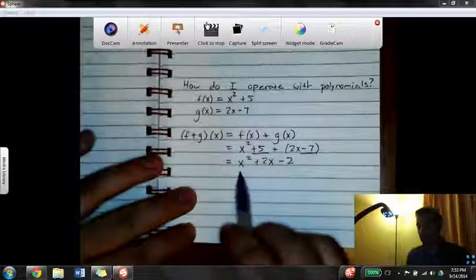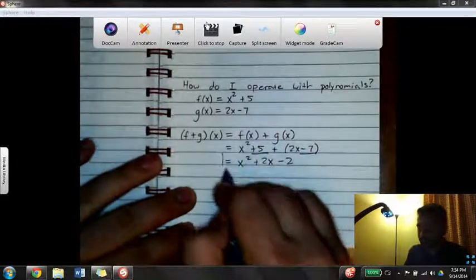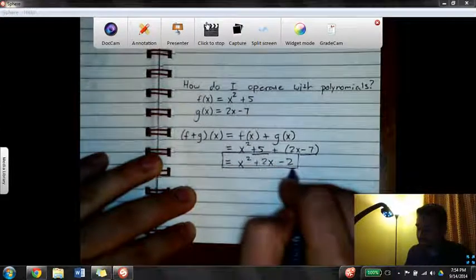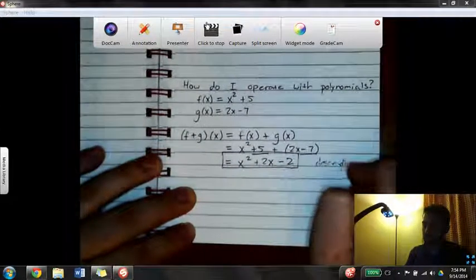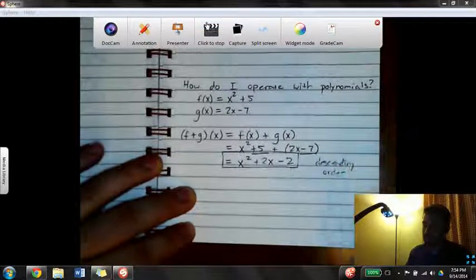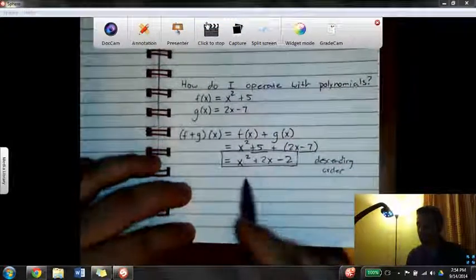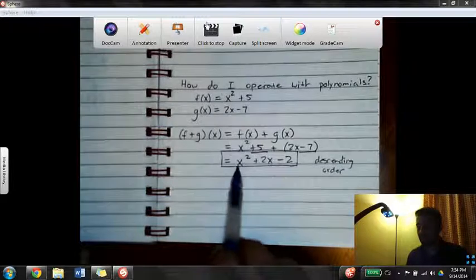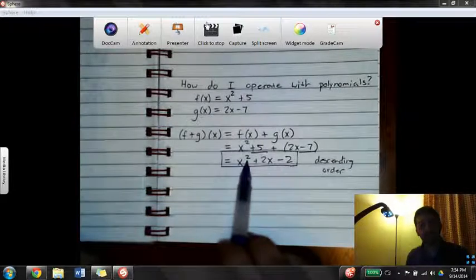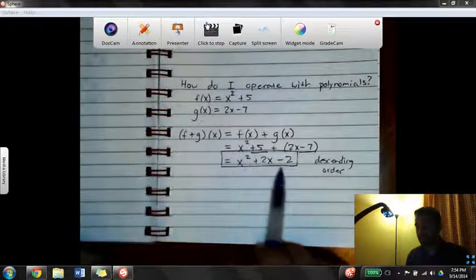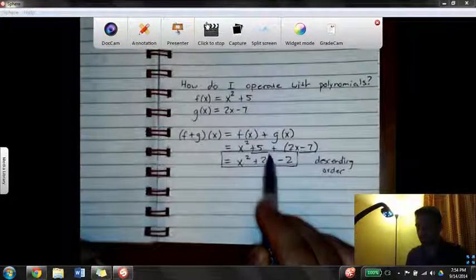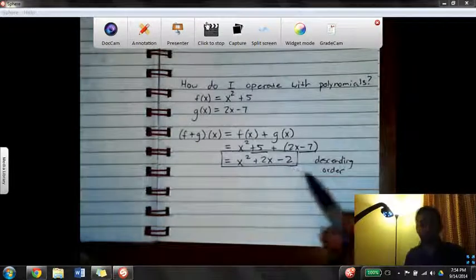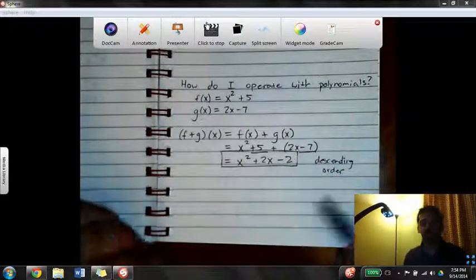Notice I rewrote my final answer in descending order. That descending order just means I wrote the term with the highest exponent first and then went from there. So x squared, x to the 1, and then here there's no x, and so that would be my last term.